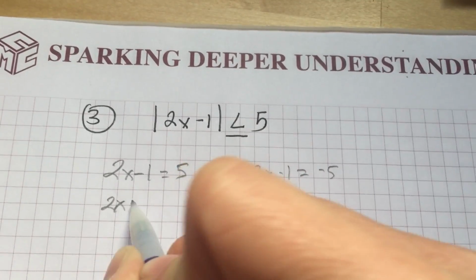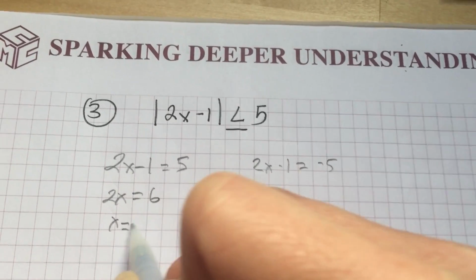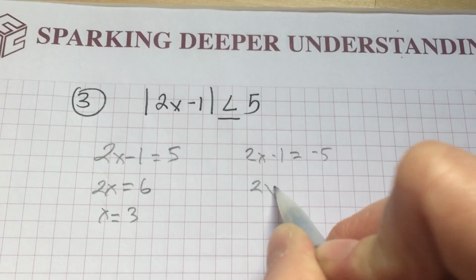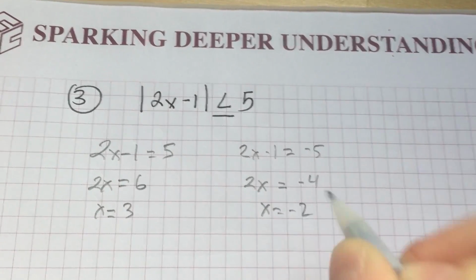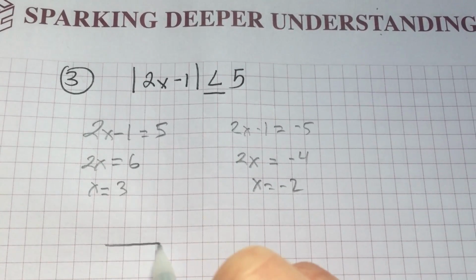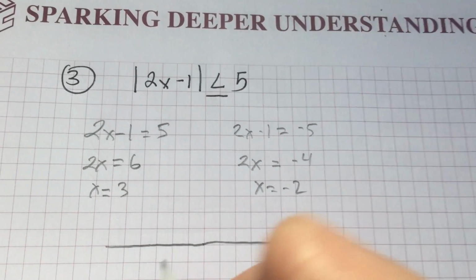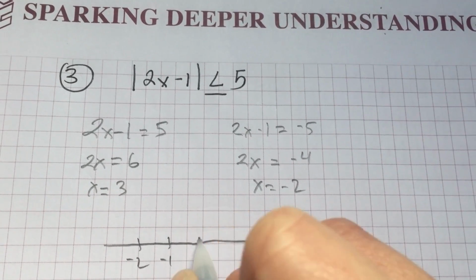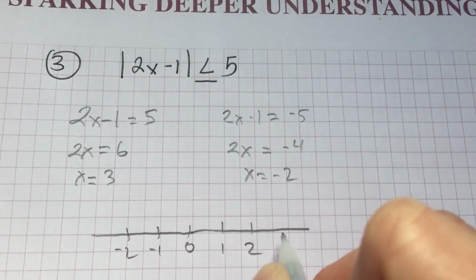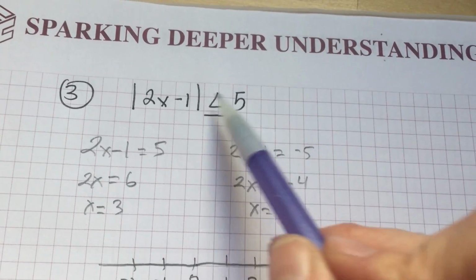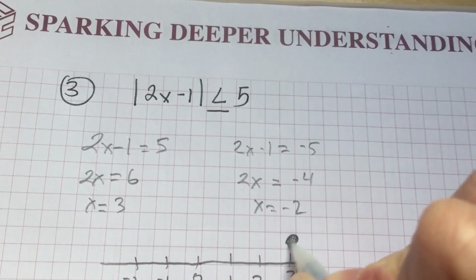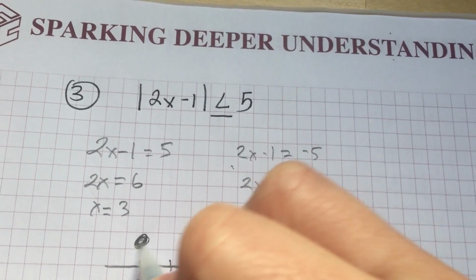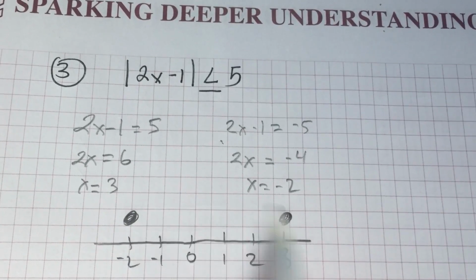Add 1 to both sides, divide by 2. Do the same thing over here, add 1 to both sides. So negative 4 gives you negative 2. So here is my number line: negative 2, negative 1, 0, 1, 2, 3. Notice that there was a line underneath, which means 3 is included, and negative 2 is also included. So my answer should be in between these two numbers.